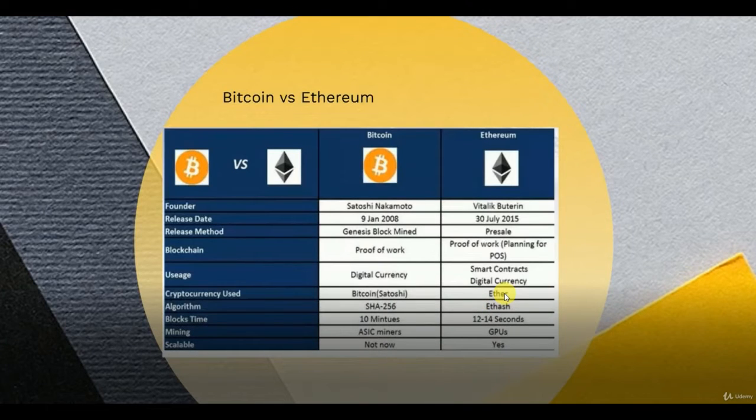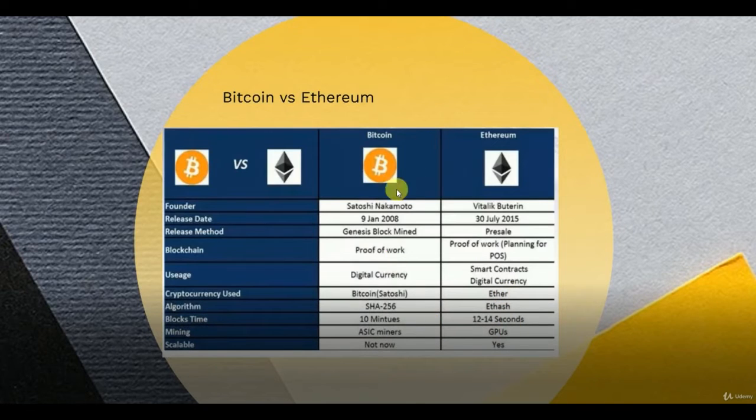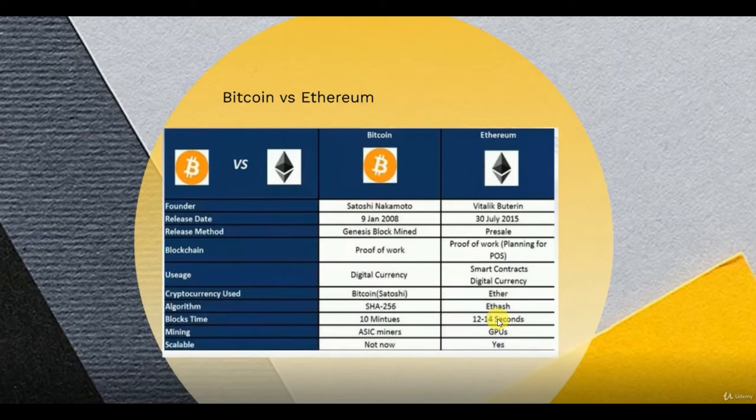ETH hash is the cryptocurrency algorithm that we are using at the back end for creating the transactions and everything. Now the block time, this is a very important point. The Bitcoin block time for creating the new block, mining the transaction, approving the transaction, everything will take about 10 minutes, but Ethereum is very, very fast. In a few seconds, it will mine the block or create the new transactions. Everything is very fast.